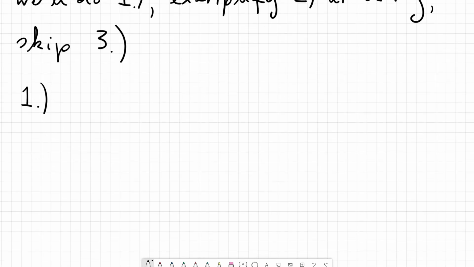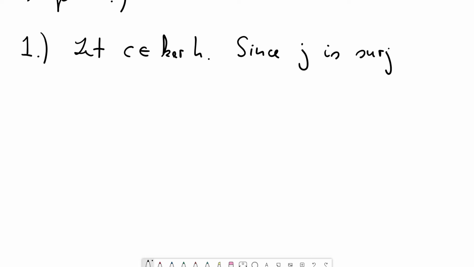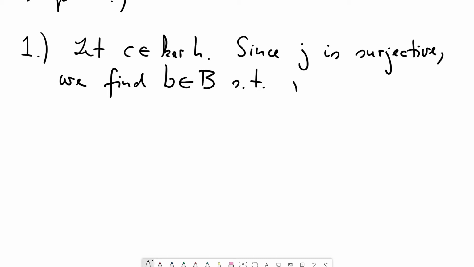So this program carried out now looks as follows. So we started with an element c in the kernel of H. And now the argument was that since J is surjective by the exactness of the upper sequence, we find the pre-image, we find b in B with the property that it maps to c under J. So J of b equals c.